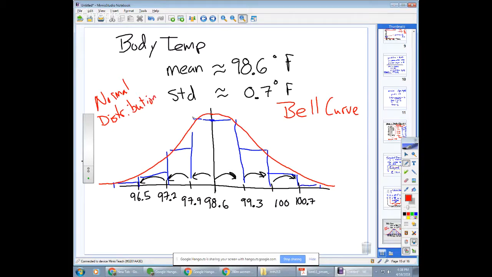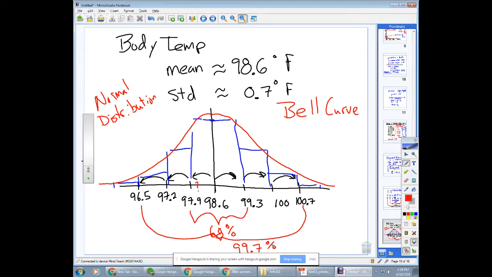So we would expect that 68% of people that we meet have a body temperature somewhere normally between 97.9 and 99.3. Okay. I tend to be on the cool side. My body temperature is usually somewhere over here, around 97, 98. Okay. Most people, if I go 3 standard deviations on either side, 99.7% of people, sometimes we just call it 99, we round down, should be somewhere between 96.5 degrees and 100.7 degrees. So for some people, it's normal to have a temperature of 100 degrees.